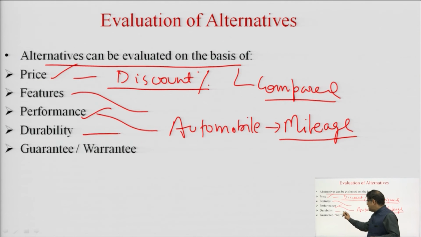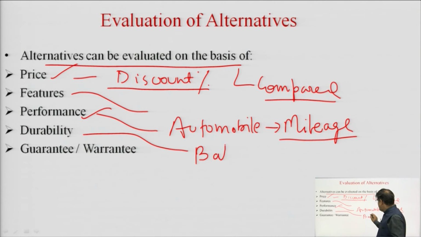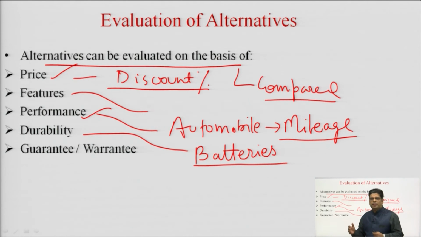Then in certain criteria, in case of certain products, durability is the criterion. For example, in case of batteries, the consumers can compare various types of batteries depending on the durability or how long the battery is going to last.